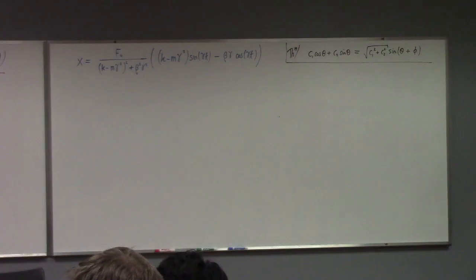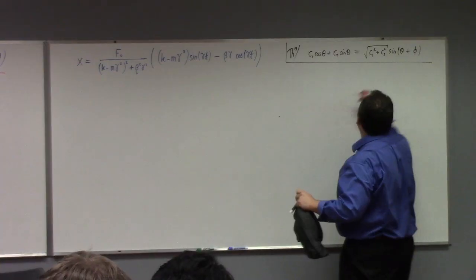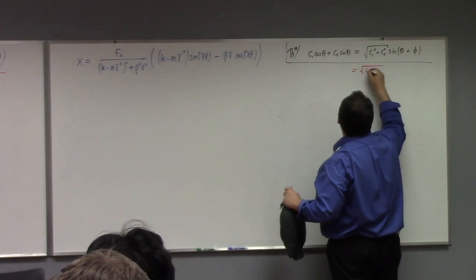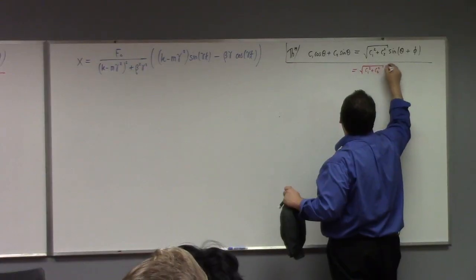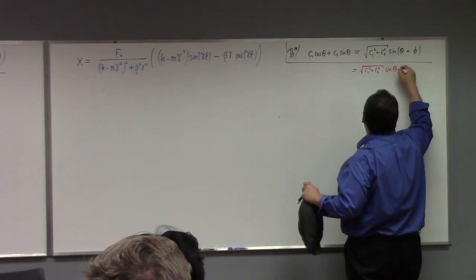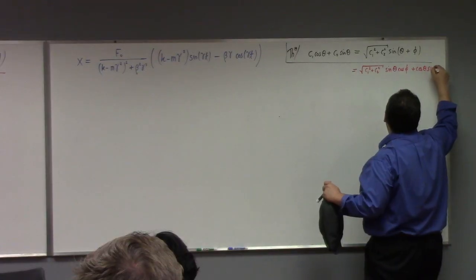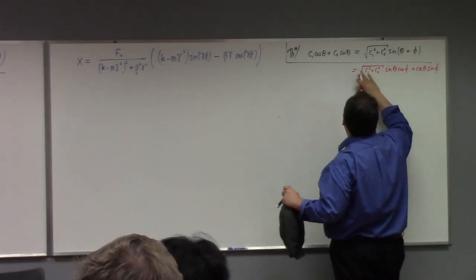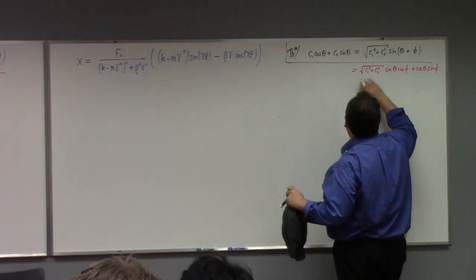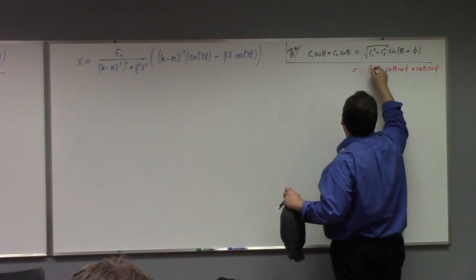If you write this down, it's not too hard to figure it out, like reverse engineer it, right? Since it seems like no one has any idea what I'm talking about, this is the square root of C1 squared plus C2 squared, allegedly. Adding angles formulas, we've got sine theta cosine phi plus cosine theta sine phi. And instead of calling this square root of C1 squared plus C2 squared, let me just call it A for amplitude.